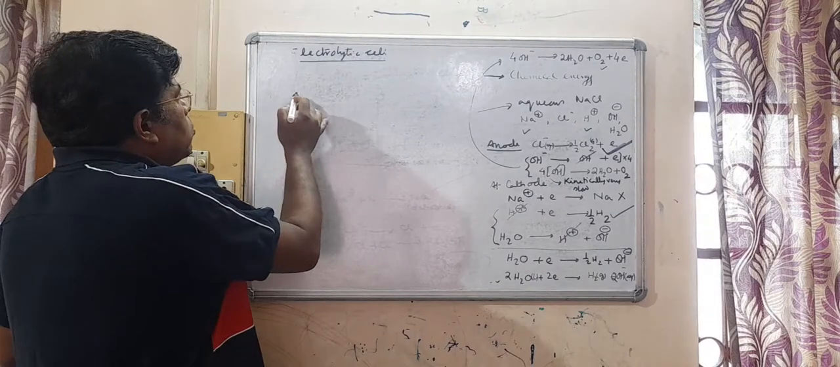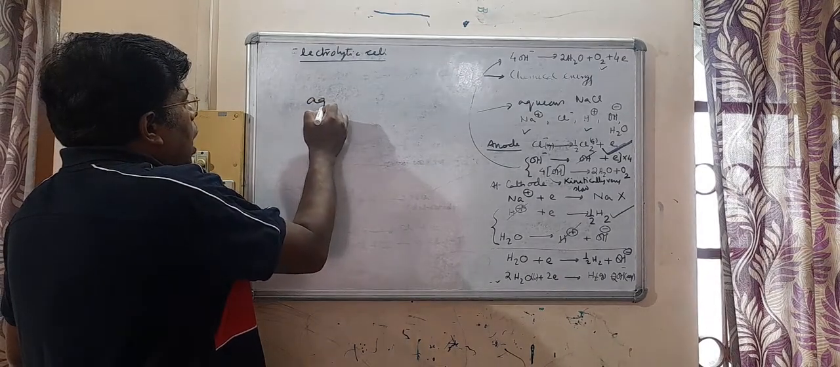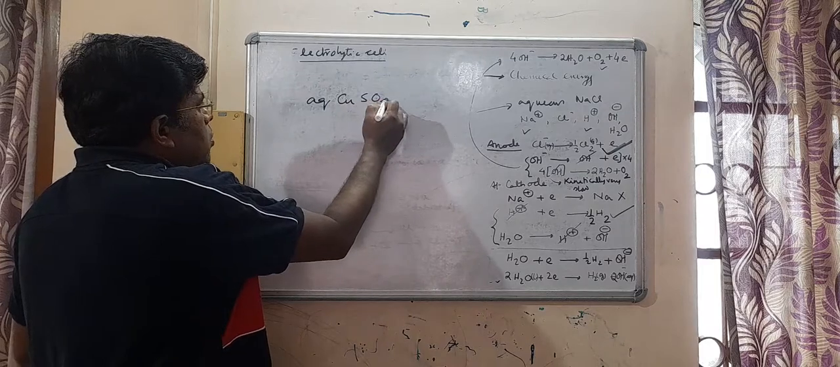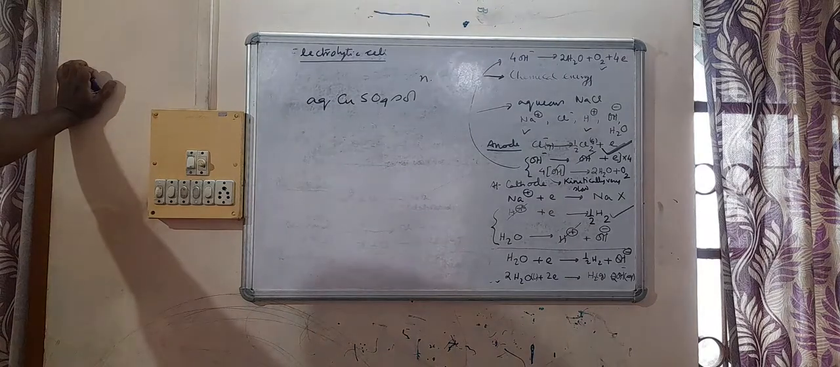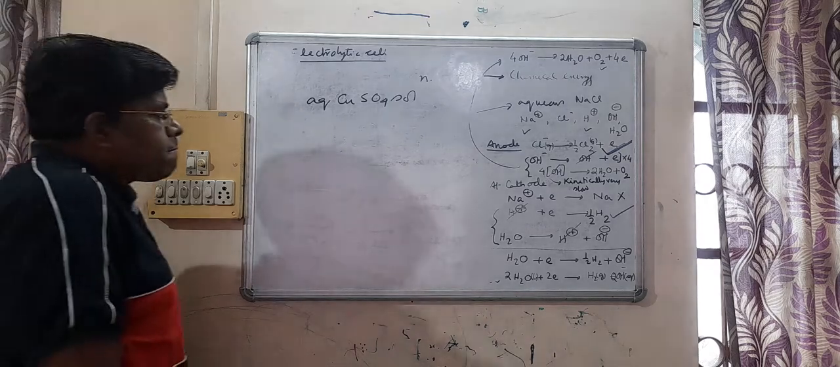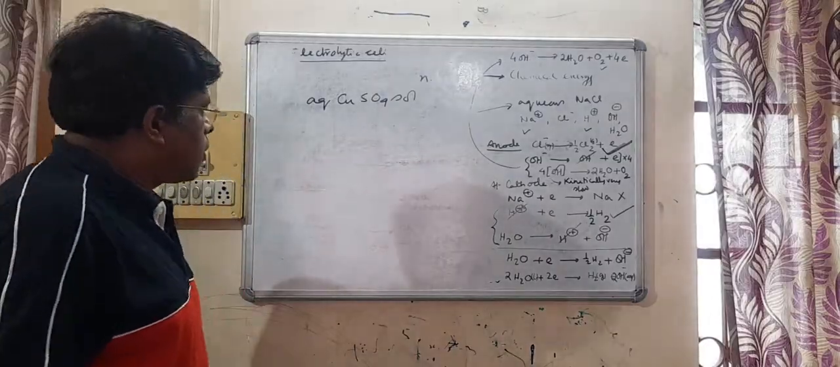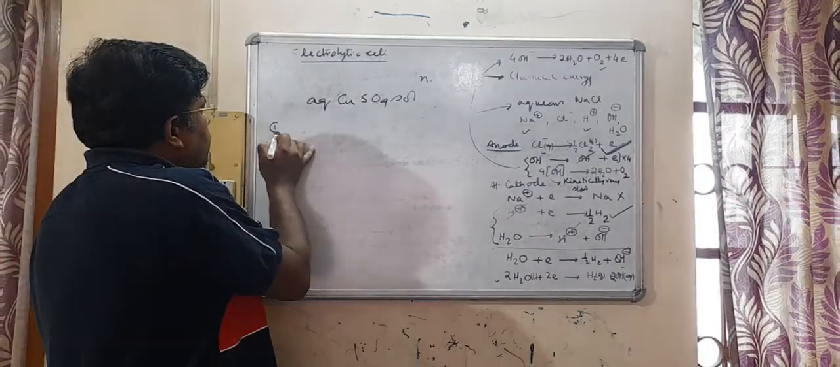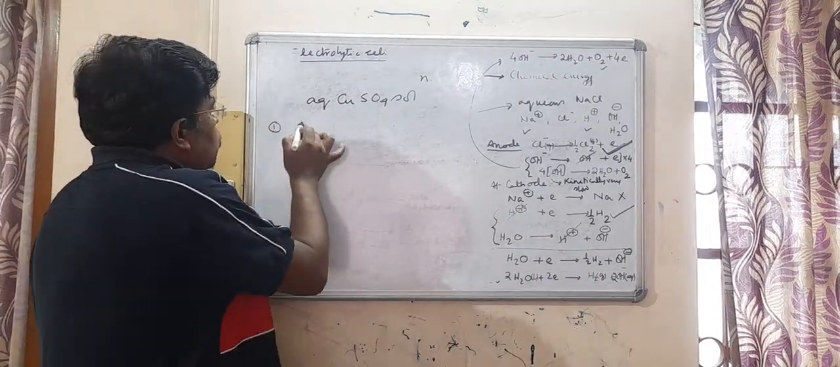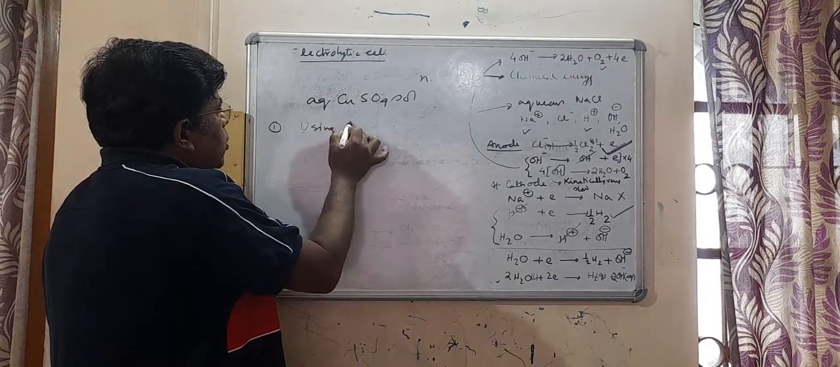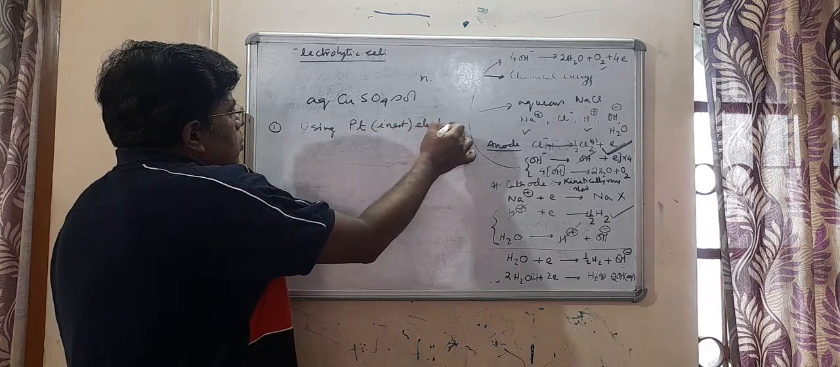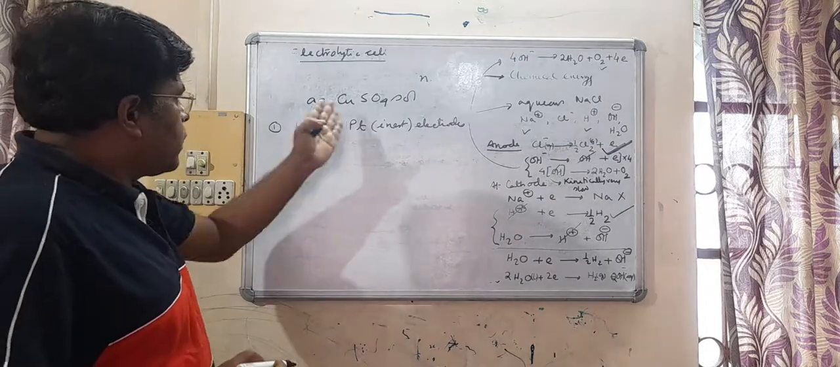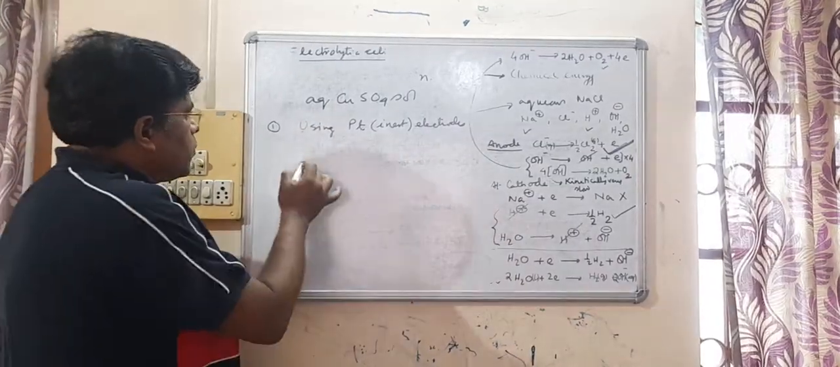Okay. Now, another case of electrolysis we need to discuss. One is your aqueous copper sulfate solution. Electrolysis of aqueous copper sulfate solution. This is another very important thing. Now there are two cases here. Number one case is using platinum inert electrodes. So let us first consider this, then there is another case.